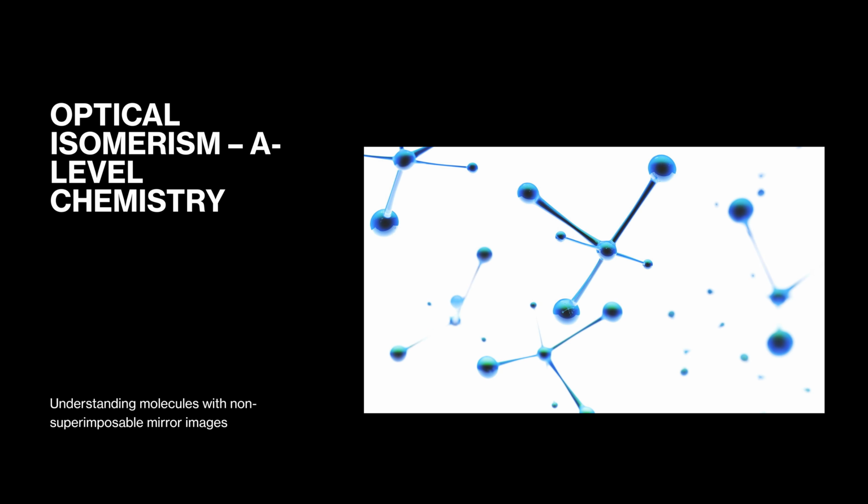Welcome to this lesson on optical isomerism. In this topic, we'll learn what optical isomers are, how they form, why they rotate plane polarized light, and how to identify them in exam questions.